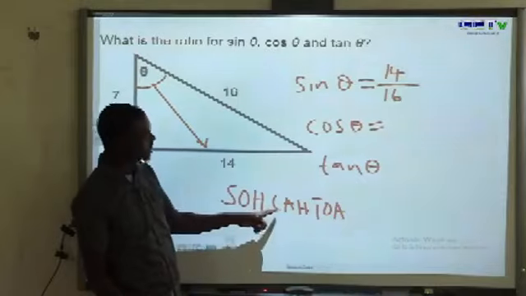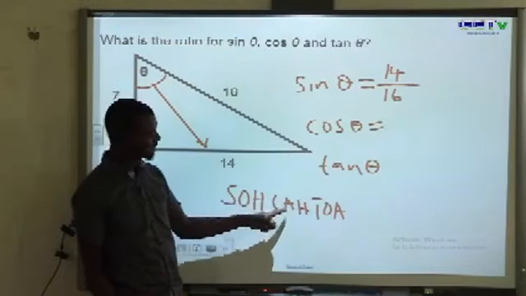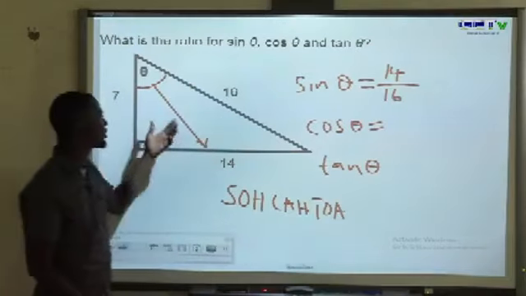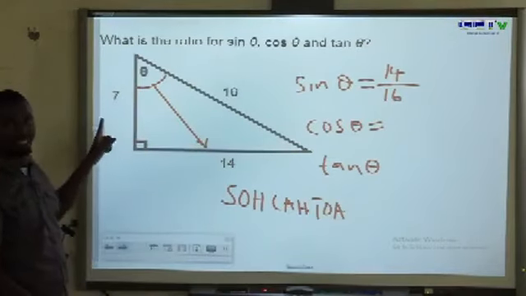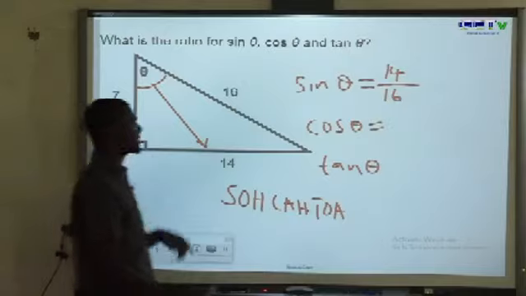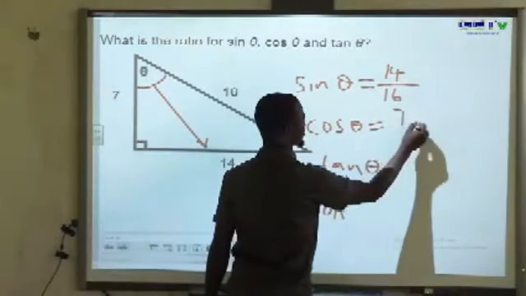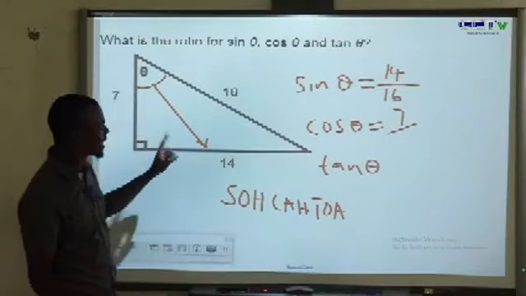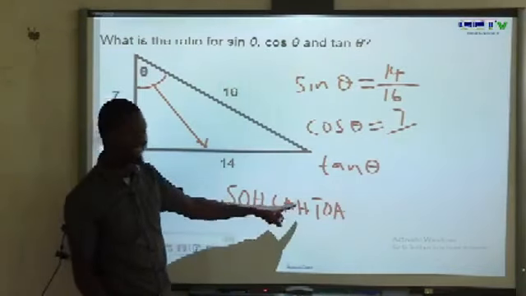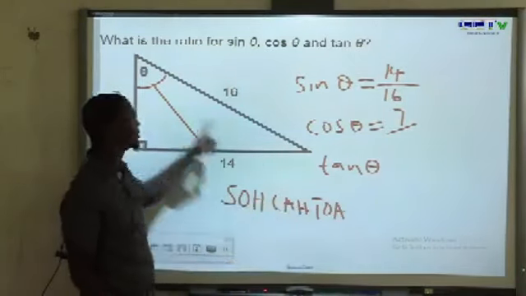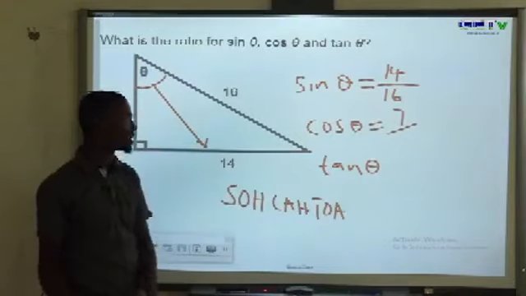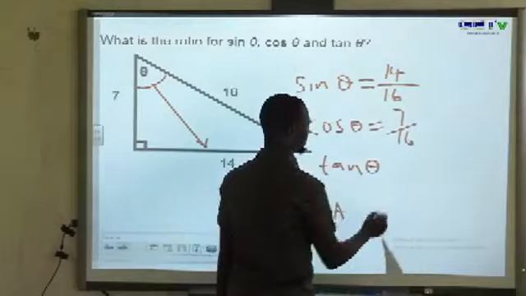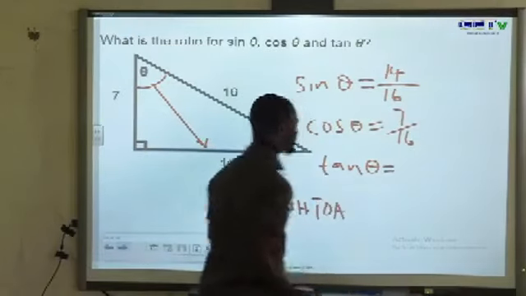So cos theta is equal to adjacent over hypotenuse. What is the adjacent on the right angle triangle? The adjacent is 7. So we have our adjacent 7 all over the hypotenuse. What is the hypotenuse? It is the longest side of the right angle triangle. That one is 16. So we go to the last one.